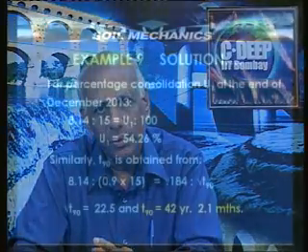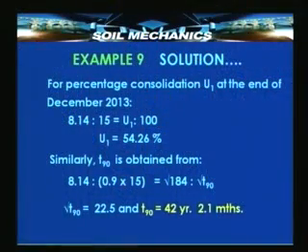So from this we find that the degree of consolidation at 8.14 centimeter settlement is 54.26%. If that is 54.26%, again using the same ratio, we can say that 90% of 15 centimeter settlement will correspond to a T90 of 42 years and 2.1 months.